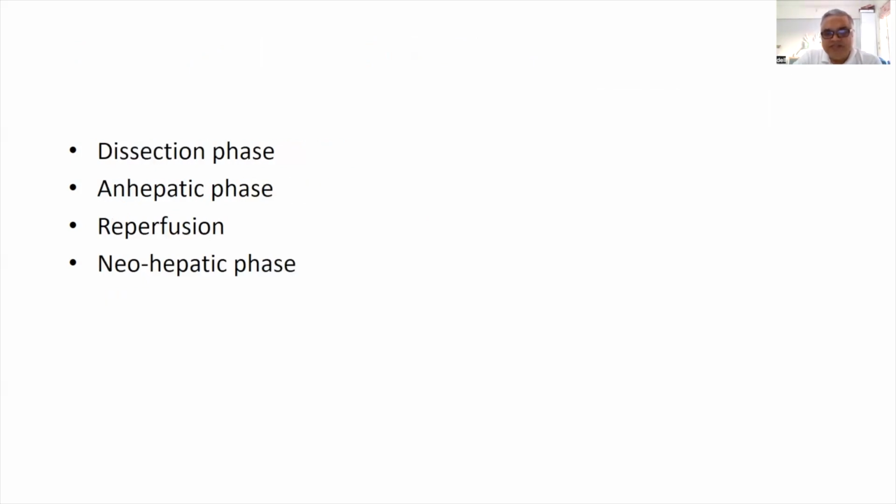Now coming to the major phases, what we are doing during the surgery. First, a dissection phase where the surgeon is mobilizing the liver, dissecting the porta, dissecting the hepatic veins, and we are expecting more amount of bleeding. Then comes the anhepatic phase where the liver is out of your body. Then comes reperfusion and then the neohepatic phase.